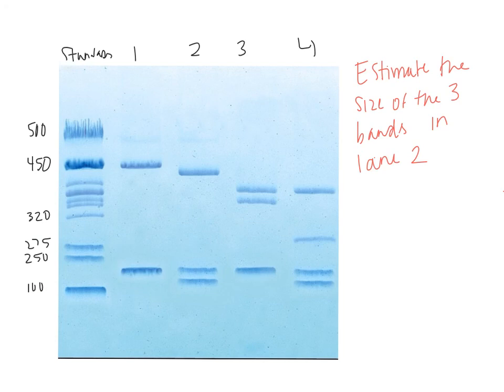Remember, with the standard markers, if it's above the marker, that means it's going to be bigger. If it's below the marker, it's going to be smaller. And see how these ones are pretty much the same size right here? Pretty much in the same space, so they would be the same size. So this one's probably about 450. So you look at your standards and you can estimate the size of the bands.